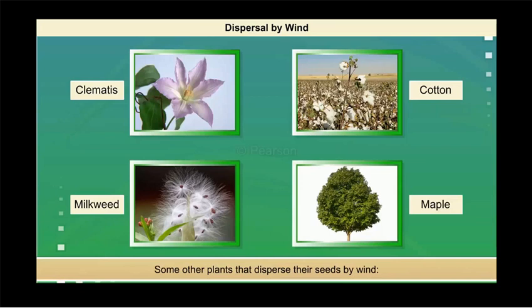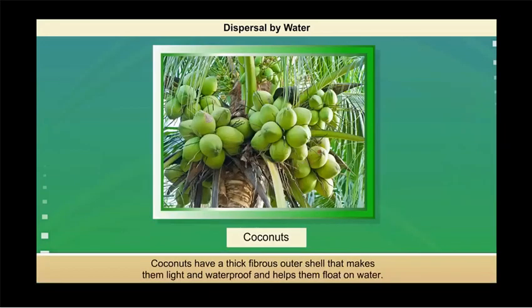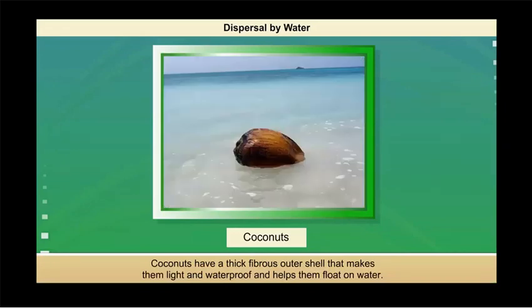Clematis, cotton, milkweed, and maple are some other plants whose seeds are dispersed by wind. Some plants that grow in or near water bodies, like lotus and coconut, disperse their seeds by water. The seeds of these plants are adapted to float on water. Coconuts have a thick fibrous outer shell that makes them light and waterproof and helps them float on water.